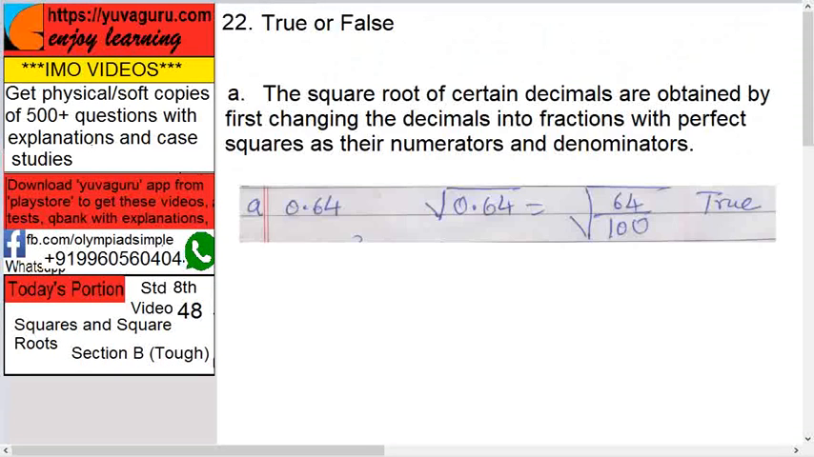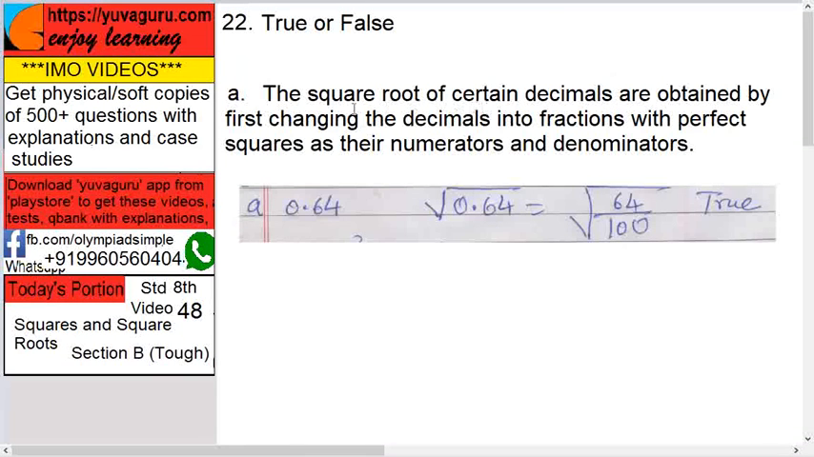Let's start. State true or false. First one: the square root of certain decimals are obtained by first changing the decimals into fractions with perfect squares as the numerators and denominators. See here, it said certain decimals, not all. So certain decimals means those which can be converted to perfect squares. Only those. If those cannot be converted to perfect squares, then you'll have to find it by using the division method.